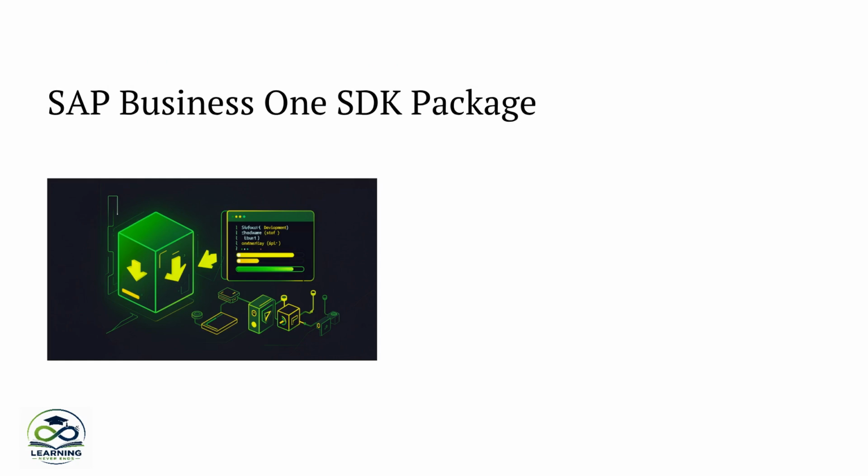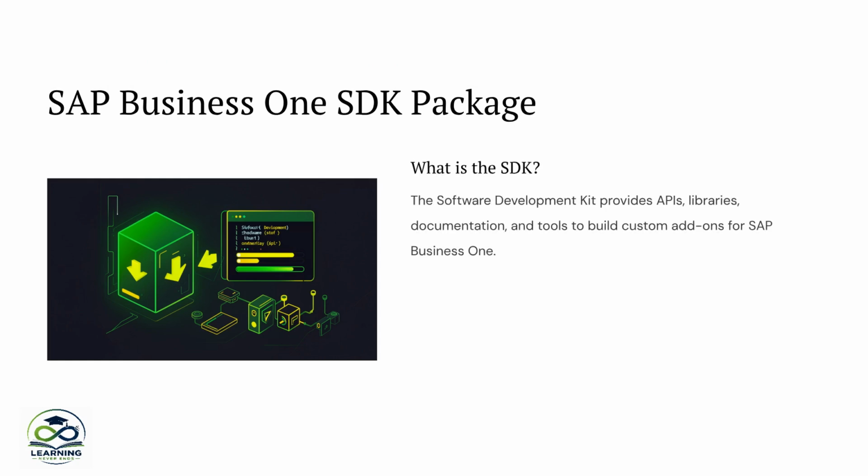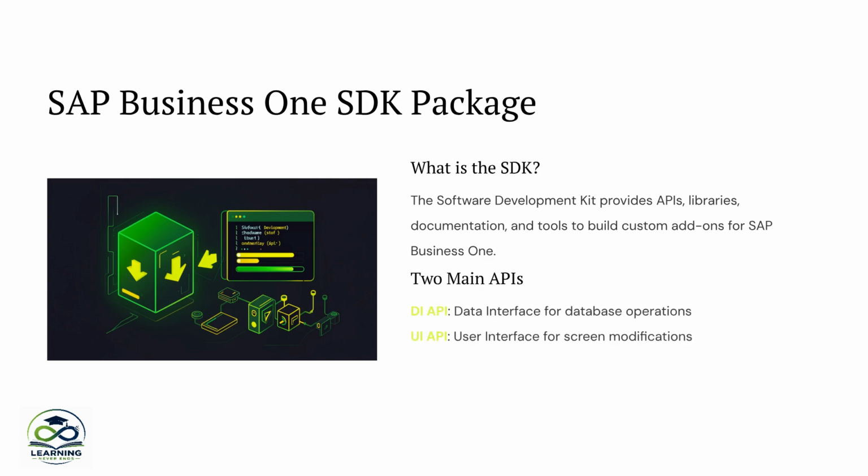The SAP Business One Software Development Kit, or SDK, provides the APIs, libraries, documentation, and tools needed to build custom add-ons. It includes 2 main APIs, the DI API, or Data Interface for Database Operations, and the UI API, or User Interface for Screen Modifications. Both are crucial for comprehensive add-on development.